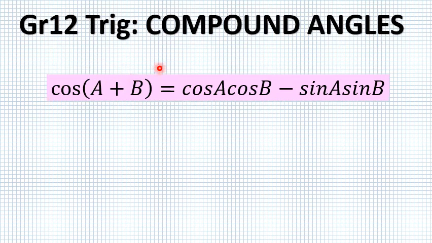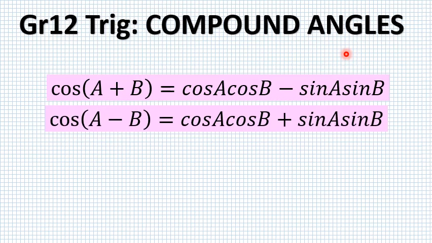Right, so cos A plus B, any two angles can be broken down into cos A, the first angle, times cos the second angle, minus sine of the first angle, sine of the second angle. So then if you get a difference between two angles, then the sign on the right-hand side of the equation just changes. So cos A minus B becomes cos A times cos B plus sine A times sine B.